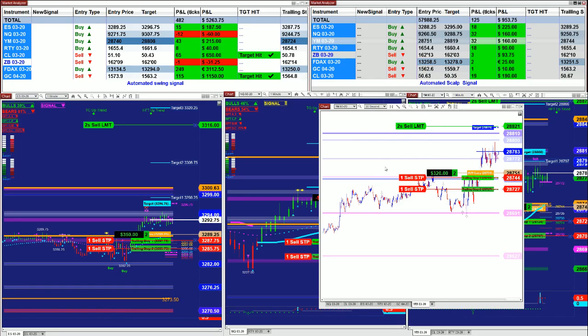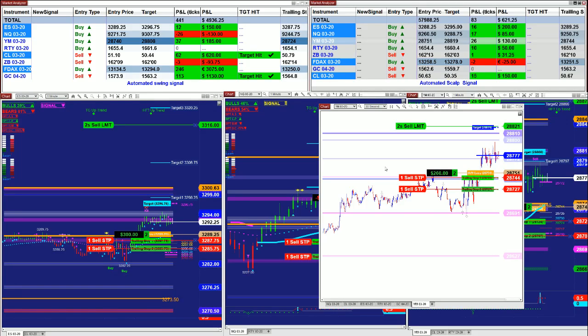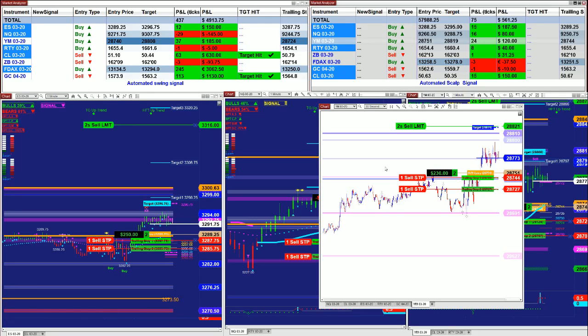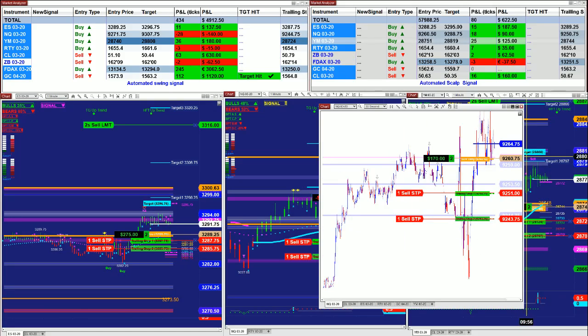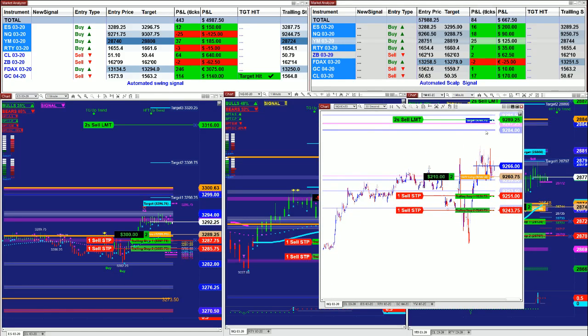We are using 2 contracts, on the 30-second chart, and now we are up to almost $300 on that one. If we look at something else, the NASDAQ was much higher.